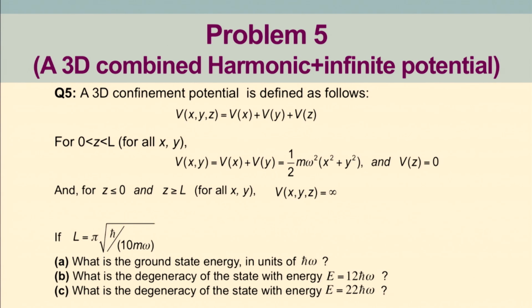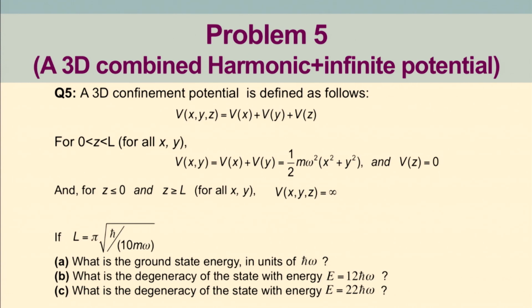So, the problem states like this: a 3D confined potential is defined as follows: V(x, y, z) is Vxy plus Vz, and there is a region 0 to L for z. So, as long as z lies between 0 and L, my Vxy is a symmetric harmonic oscillator potential, which is half m omega squared (x squared plus y squared), and Vz is 0. So, you can imagine that within 0 to L value of z, the x and y degrees of freedom of the particle behave like a harmonic oscillator, but the z degree of freedom is like an infinite potential well, which is 0 inside the box.